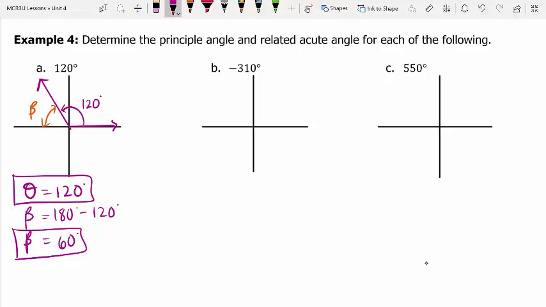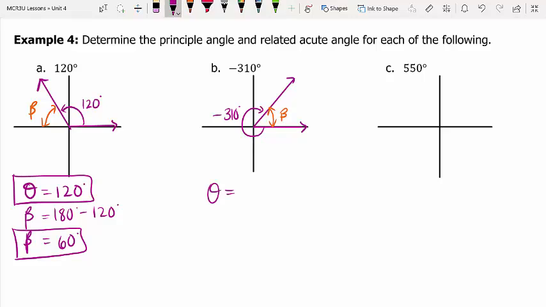Let's plot negative 310 on the Cartesian grid. You start with an initial arm on the positive x-axis, then rotate clockwise because it's negative 310 degrees. The way I like to look at it is 310 is 50 degrees away from being a full rotation, so I just need a leftover piece of 50 degrees. That can help you figure out where your terminal arm goes. Now the related acute angle is going to be 360 minus 310, because it's one full rotation, take away that partial rotation of 310 degrees, and whatever's left over is the value of our related acute angle.